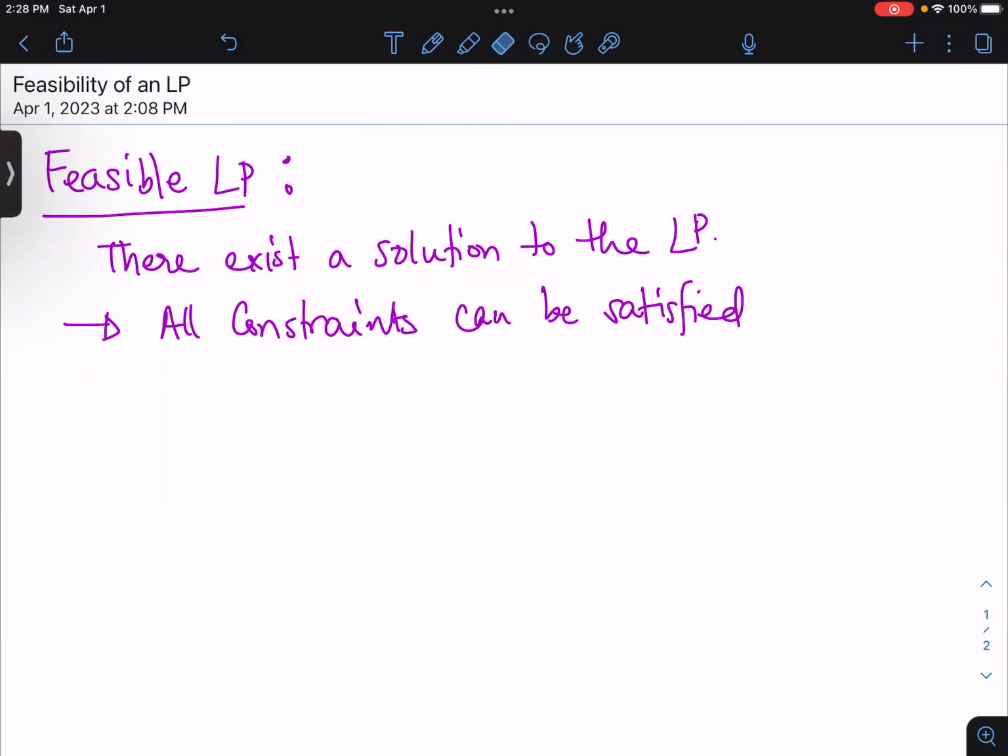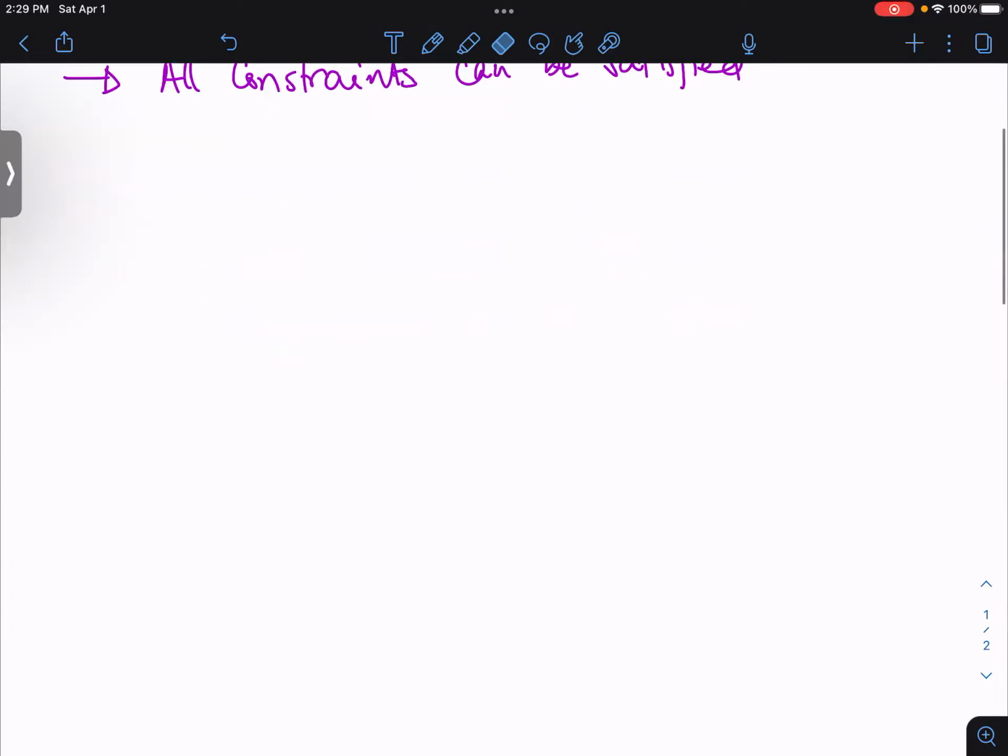What this means is that all constraints can be satisfied. So it's not that some constraints are contradicting each other, which means they can never be satisfied. So a feasible LP means that all constraints can be satisfied. Now let's look at some examples on how to determine whether the problem is feasible or not. I'm going to go with the problems that we discussed in class.